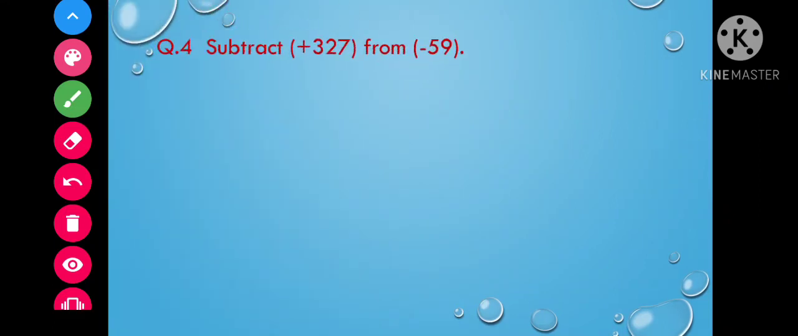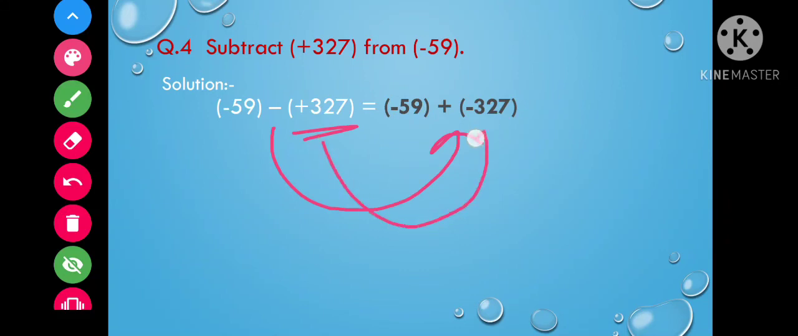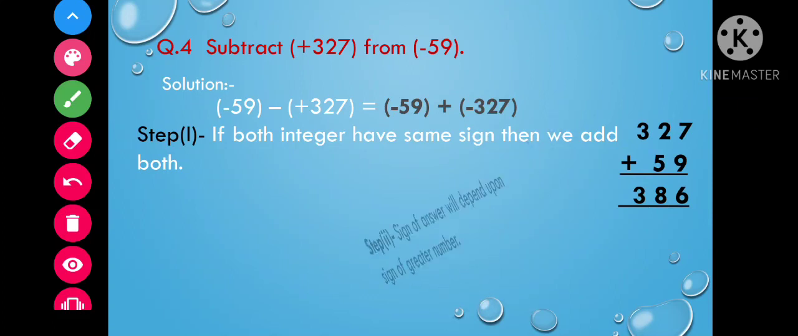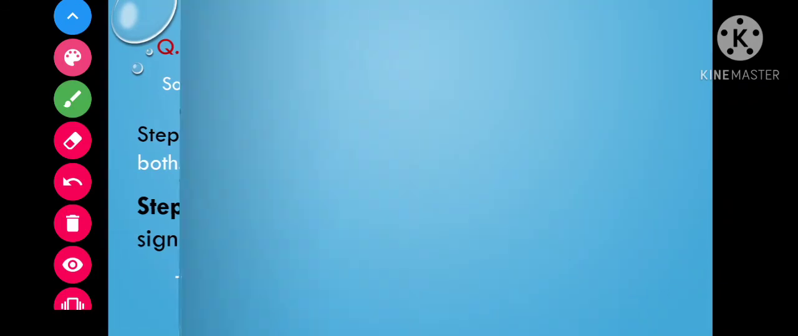Question number 4. Subtract plus 327 from minus 59. Minus 59 minus plus 327 equals minus 59 plus minus 327. Here again we change the subtraction problem into an addition problem and the sign of the subtrahend from positive to negative. Step first, if both integers have the same sign, then we add both. Then 327 plus 59 equals 386. But the sign of the answer will depend upon the sign of the greater number. Then 327 is greater than 59, so the sign of the answer will be minus, because the sign of 327 is minus.